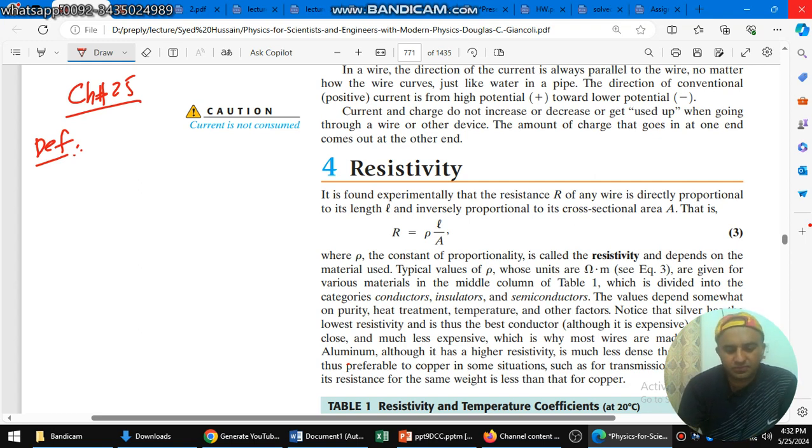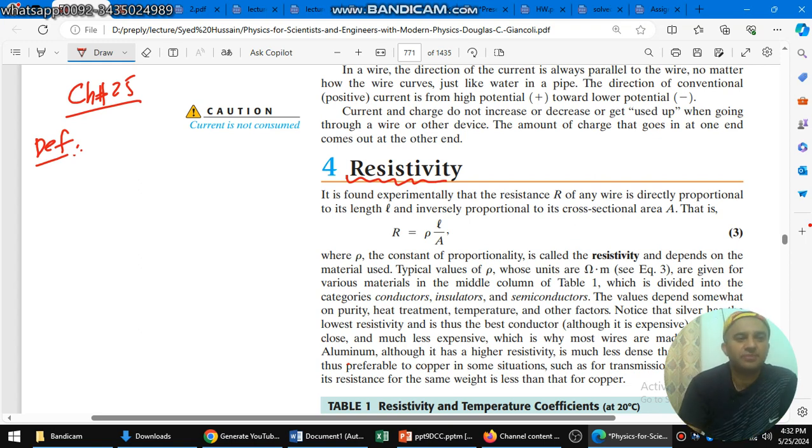Okay, now in this lesson I am going to explain the resistivity, the term resistivity. So the resistivity is basically a material property. Every material has its own value of resistivity. Each and every different material has different resistivity, and this resistivity value is the same for the same material.